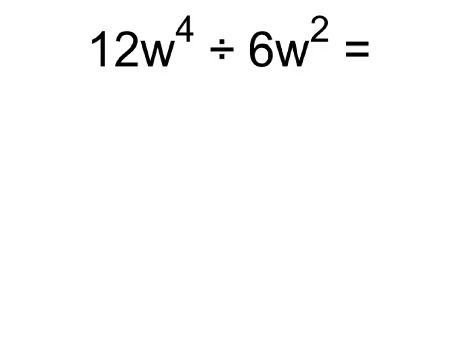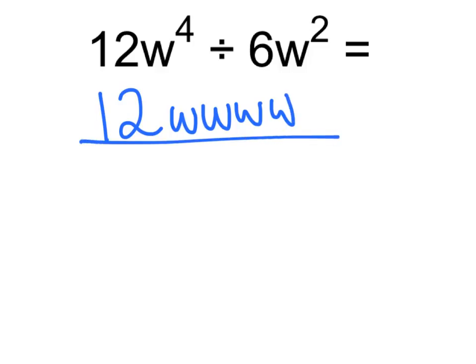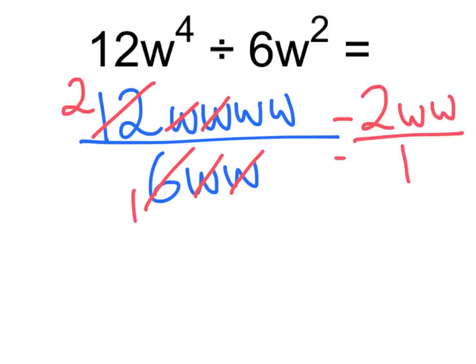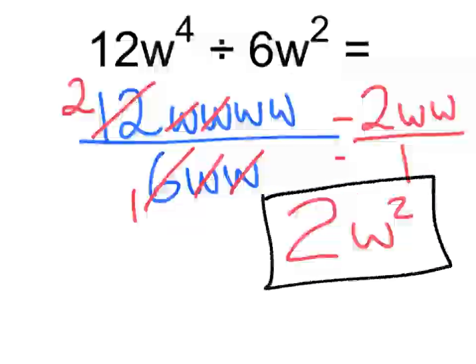Here we have 12w to the fourth divided by 6w to the second. Let's rewrite this. So I see we're going to have 12 w w w w, right, divided by 6 w w. What we're going to need to do is first divide the coefficients, and 12 divided by 6 is 2, so it's going to be 2 over 1. And then we need to rewrite the factors, which we just did, and then remove the common factors. So w divided by w is 1. We'll simply cancel out these, and we're left with 2 w w over 1. And we can simplify this by writing simply 2w squared. That's it. We're done.